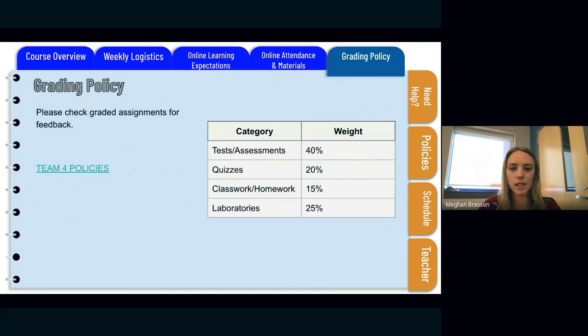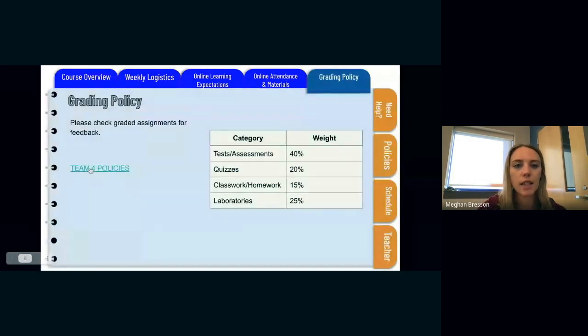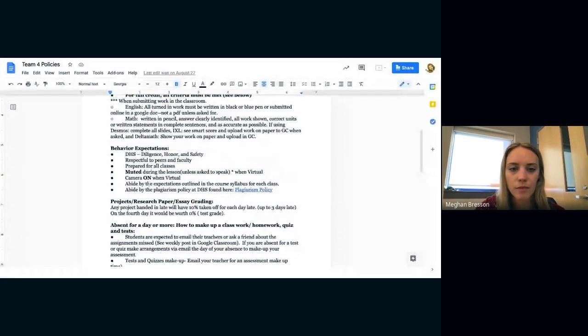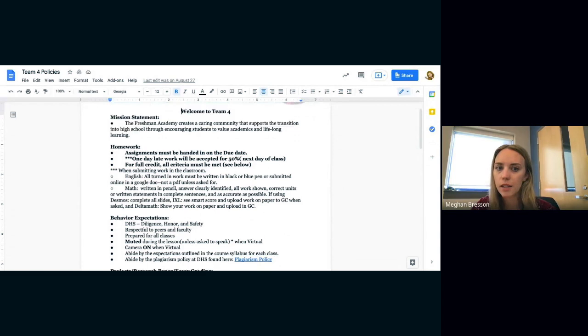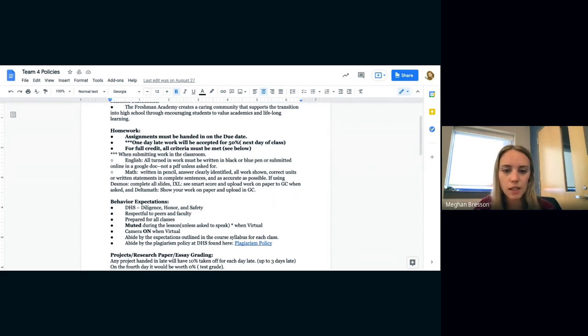For the grading policies in this class, tests or assessments are worth 40% of the quarter grade. Quizzes are worth 20%. Classwork and homework are one category, and that's 15%, and labs are 25%. The Team 4 policies that are linked into the weekly planner go through some team expectations, so I recommend taking a look at this document to see as a team.